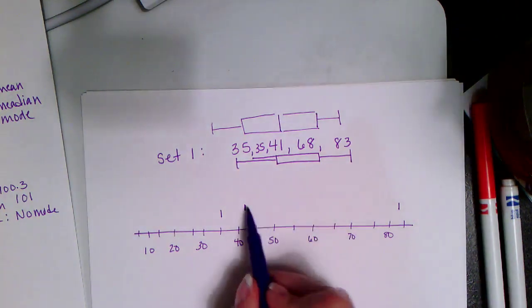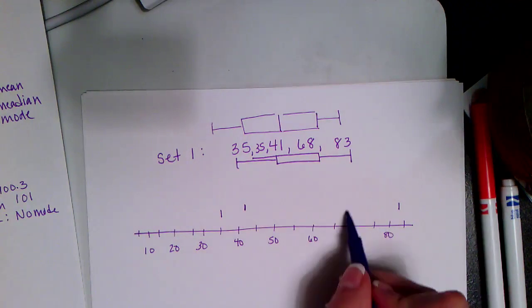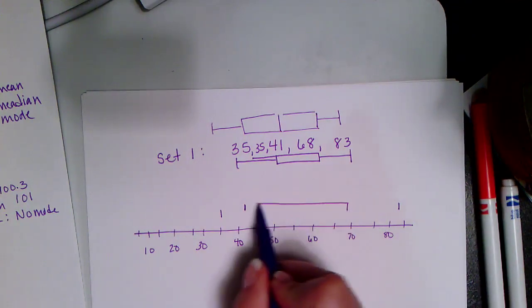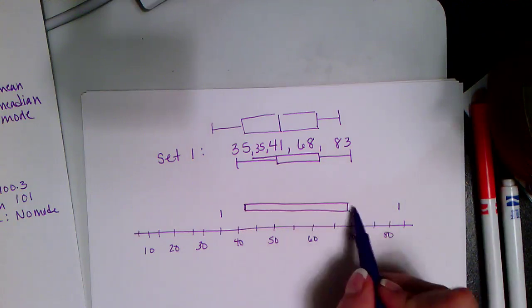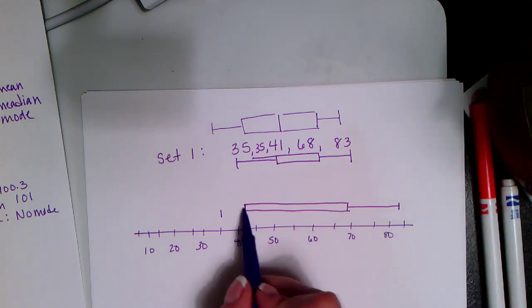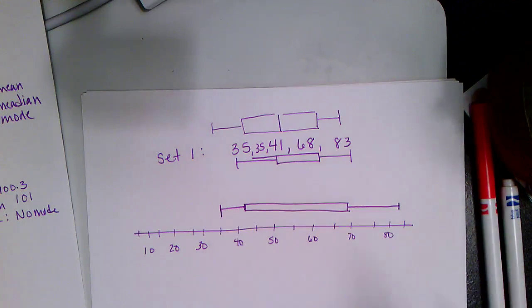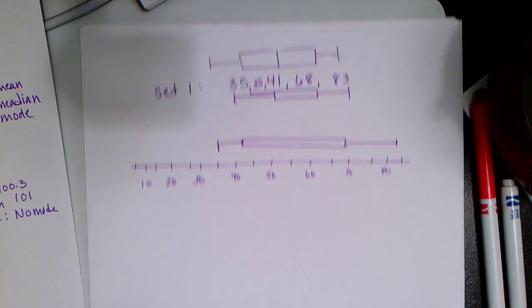So if we look, 68. There is quite a spread here. This is not symmetrical at all, okay? And what that tells me is that it's kind of all over the place, and it's a smattering of data.